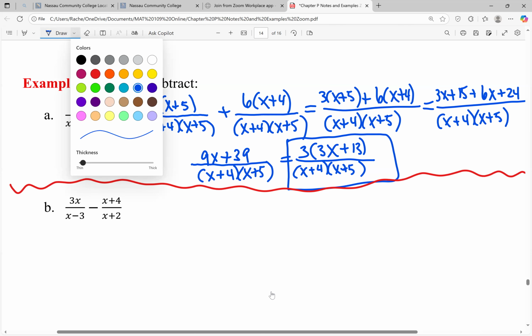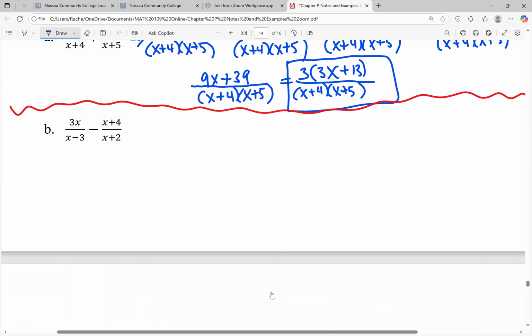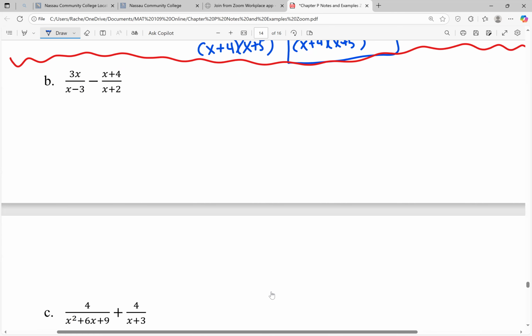So let's look at this next example. So let's look at B. So we have 3x over x minus 3 minus x plus 4 divided by x plus 2. So we're subtracting rational expressions, and we need to find an LCD, a least common denominator.